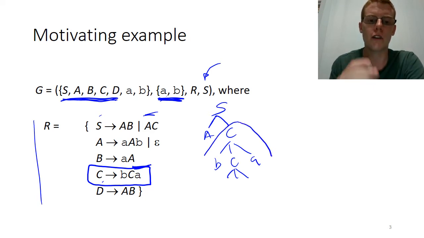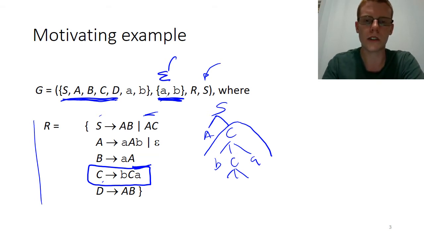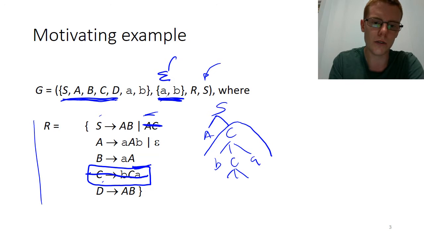Remember that for a grammar to generate a string, it has to eventually result in something that's only from our alphabet sigma. So obviously this non-terminal here isn't producing any useful strings. So I can remove that, and then obviously I need to remove anything that uses that as well.